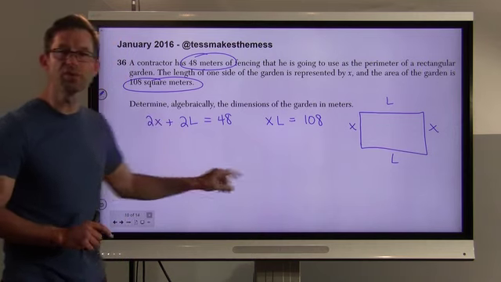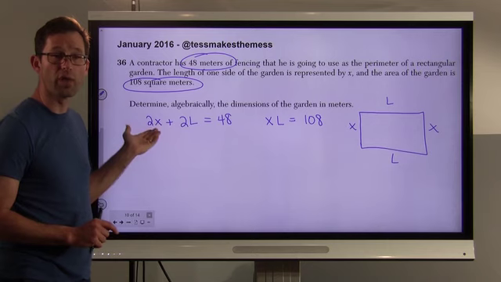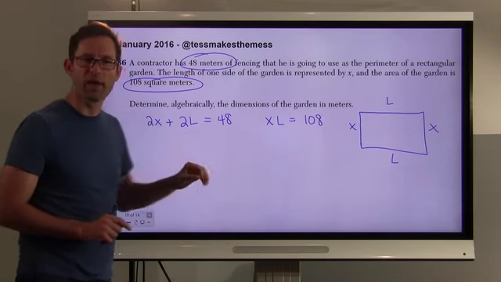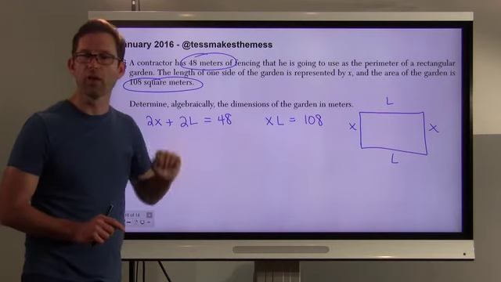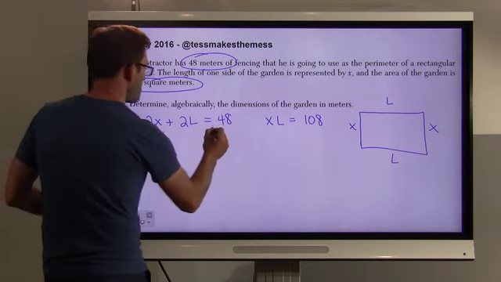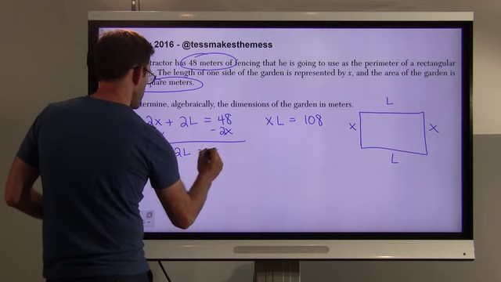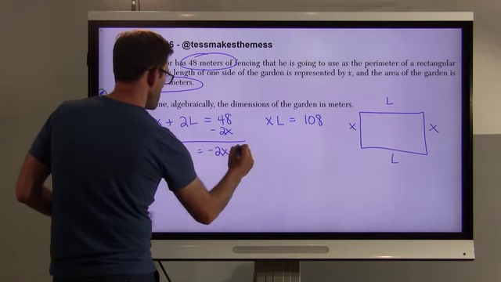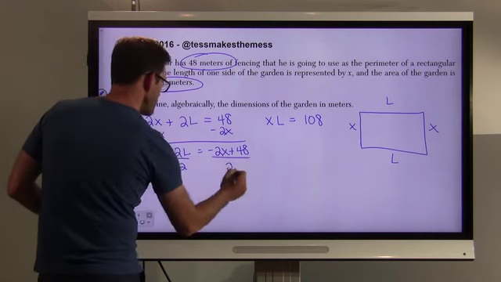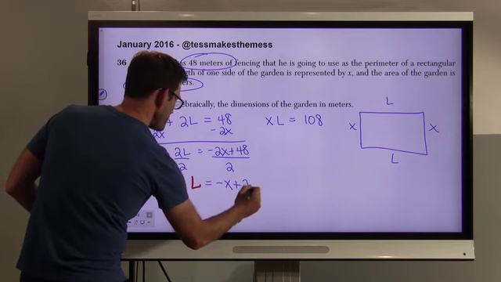I'm going to substitute this equation into that. What that requires is me to solve this equation for either x or l. Keeping in mind that I'm more comfortable with x, I think I'll solve this one for l and plug it in here. Solving it for l is not too bad. I'm going to subtract 2x from both sides. I get 2l is equal to negative 2x plus 48. And now I'll divide both sides by 2, and I'll get l equals negative x plus 24.